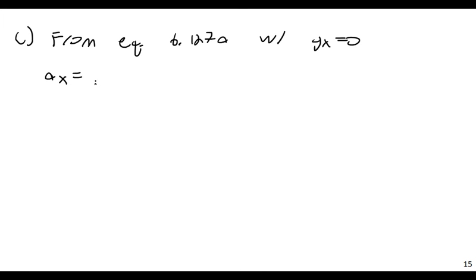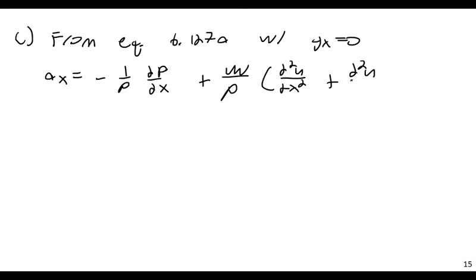Then part C here. I will reference an equation in the text that you might want to consult, equation 6.127a, with gx equals 0, one of our equations in our discussion of Navier-Stokes: ax equals negative 1 over rho times the partial of p with respect to x plus mu over rho times the second partial of u with respect to x plus the second partial of u with respect to y. And then ax is 2x to the third.